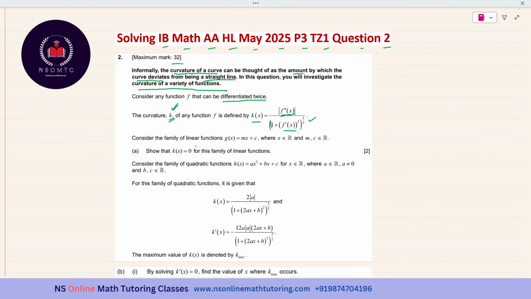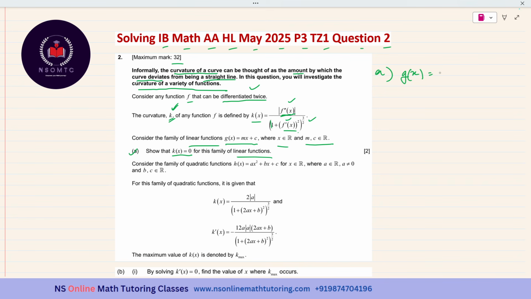Consider the family of linear functions g of x equal to mx plus c, where x is a real number and m and c are also real numbers. Part A's question is: show that k of x equal to 0 for this family of linear functions. So we have to get the first derivative and the second derivative. That is why they have said consider any function f that can be differentiated twice.